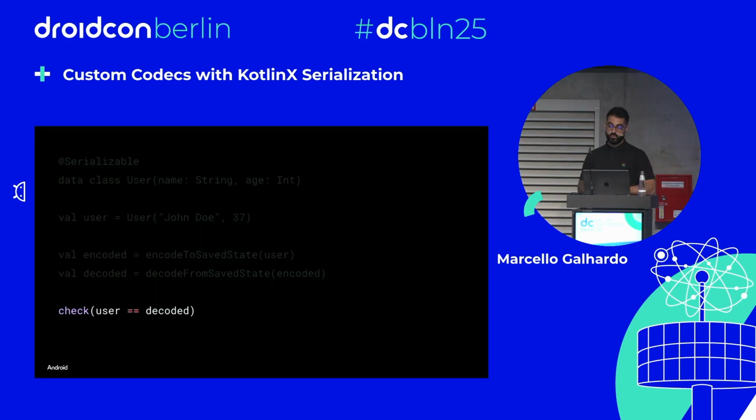Last, we would check the original content and the decoded content. Users are equal, and they should match since both are data classes that implement equals.